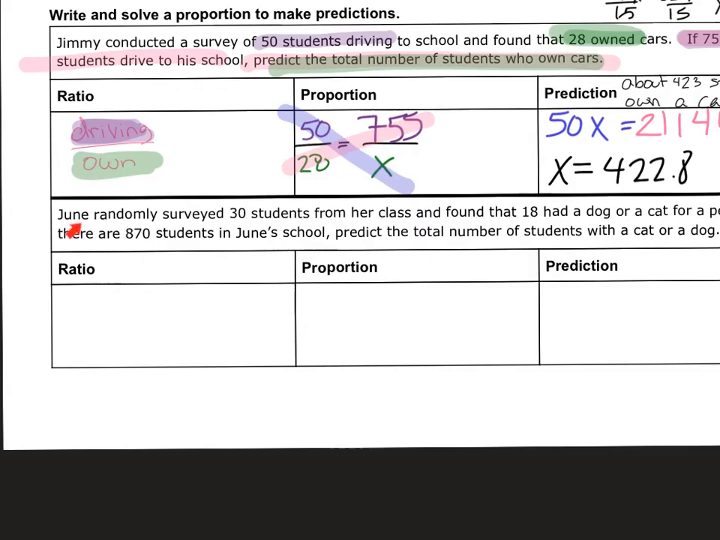So I want you guys to try this one. June randomly surveyed 30 students from her class and found that 18 had a dog or cat for a pet. There are 870 students in June's school. Predict the total number of students with a cat or dog. So we're talking about the number of students versus how many of those students own a pet. So that's how your ratio is going to be set up.